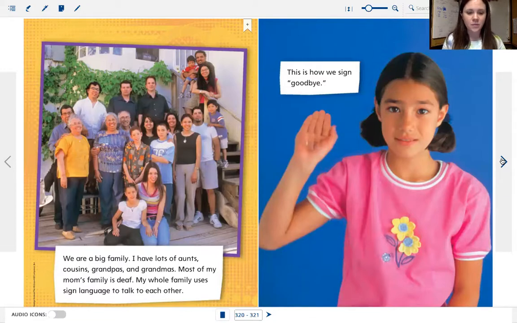Most of my mom's family is deaf. My whole other family uses sign language to talk to her. This is how we sign goodbye. Goodbye, Rosina. It was so nice to meet you.